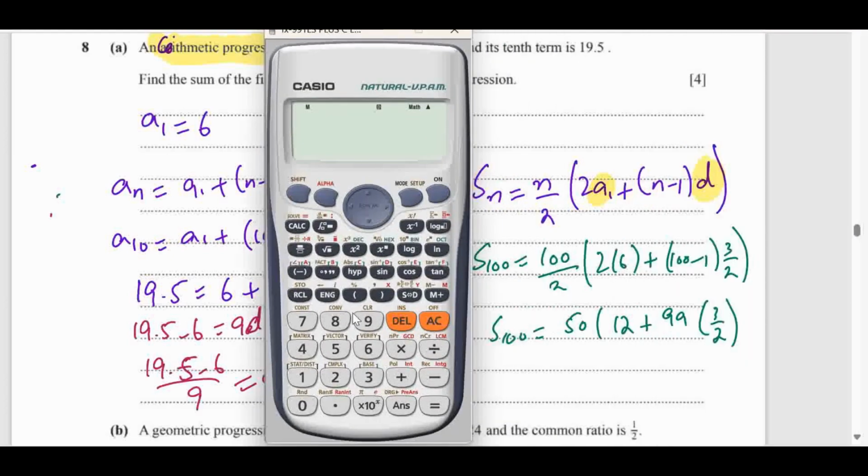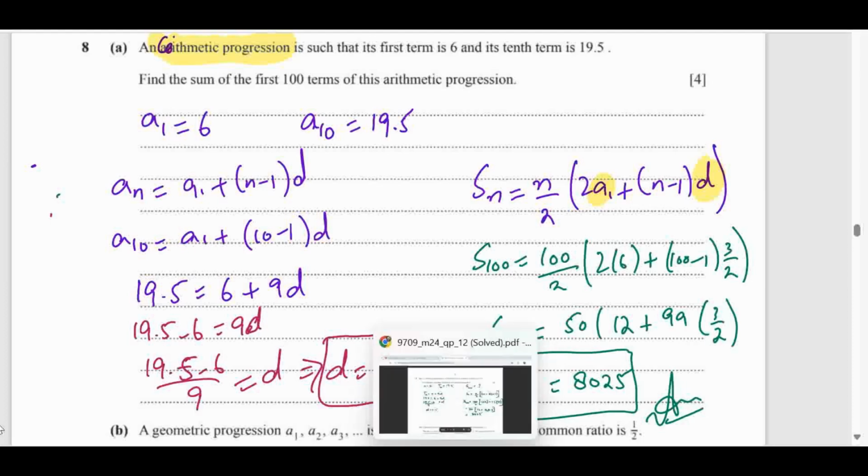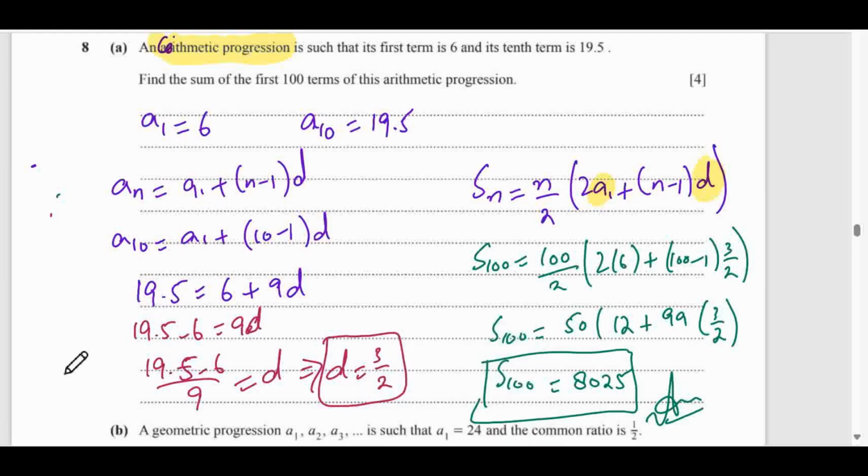First of all, 99 multiplied by 3 by 2, bracket close, plus 12, whole multiplied by 50. So the answer is 8025. The sum of the first 100 terms will be equal to 8025. So this will be the final answer. I hope that the concept is clear. Let's move to the B part.